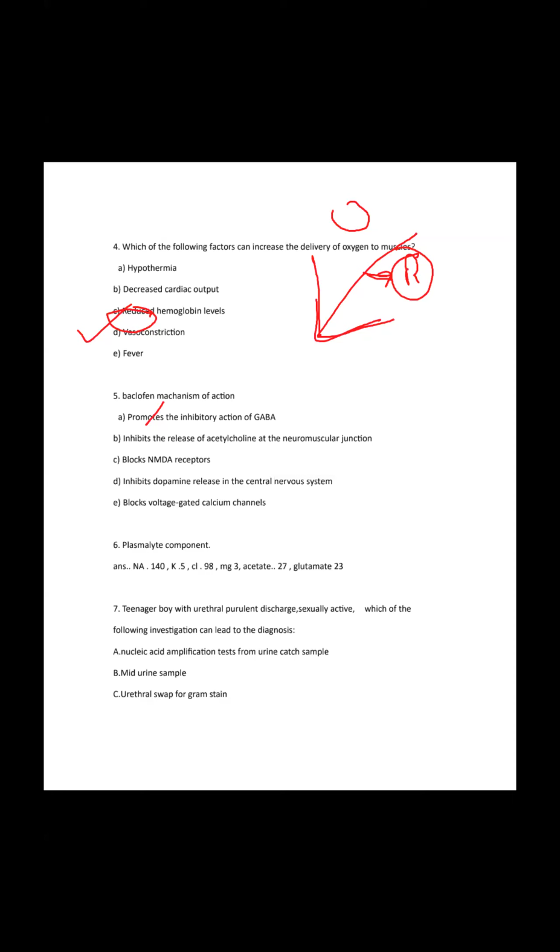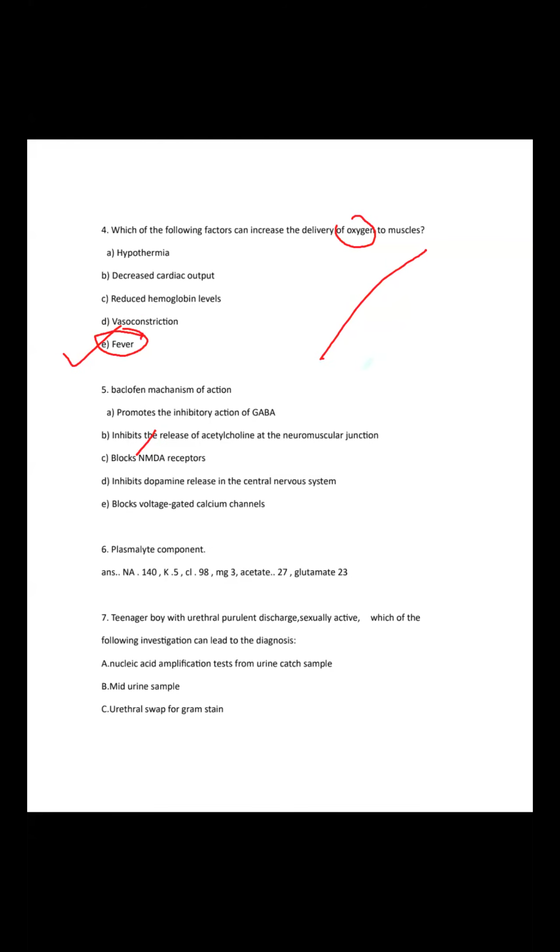Next, what is the baclofen mechanism of action? Baclofen, what we discussed last time. As I can recall, it blocks the release of acetylcholine. Baclofen, it's not inhibitory on the GABA. Okay, I think yes, baclofen acts on GABA. Yes, let me check it again. I forgot. Baclofen.